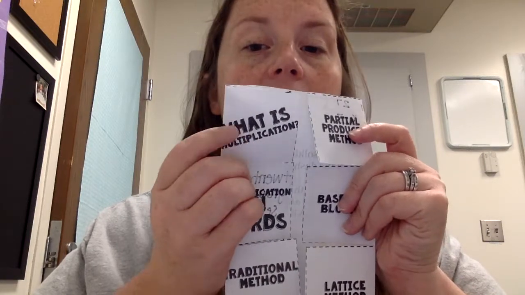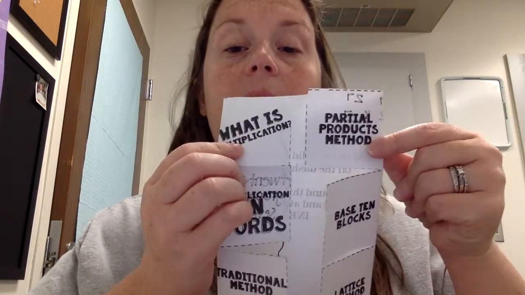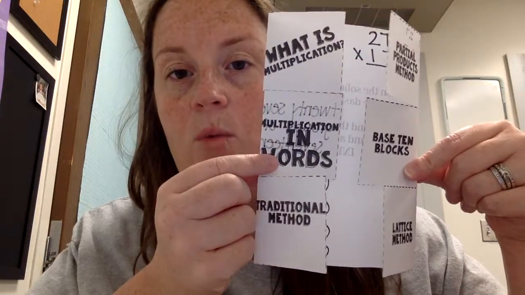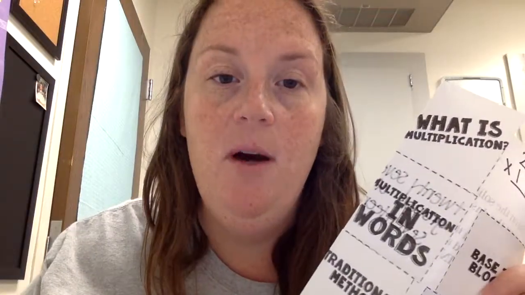Today you're going to do just 3 parts, and I've noted that also in the instructions that I wrote. You're going to do the what is multiplication part right here. You're going to do a partial products method example, and you're also going to do the multiplication in words part. Now I'm going to explain to you how to do each part, so make sure you listen carefully.